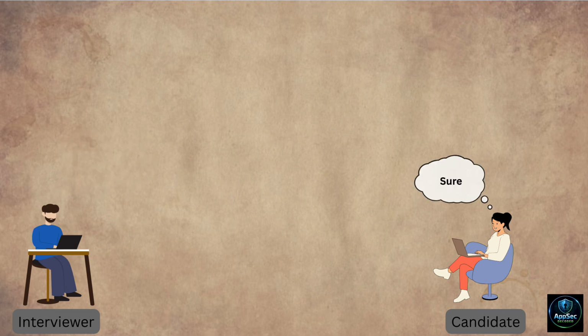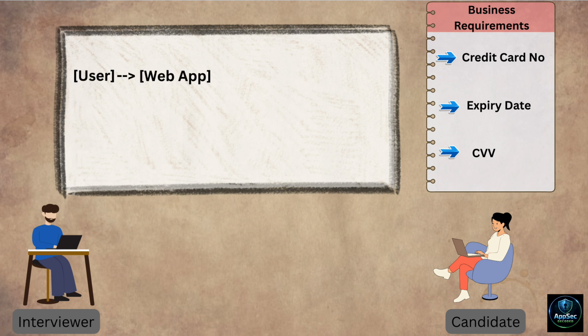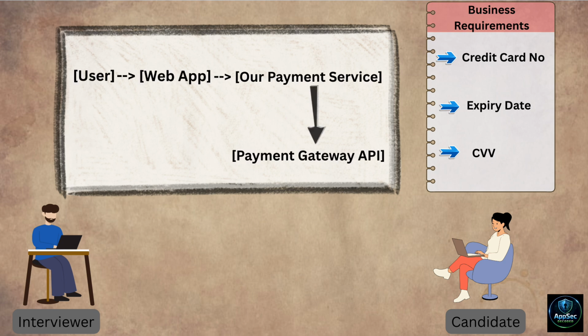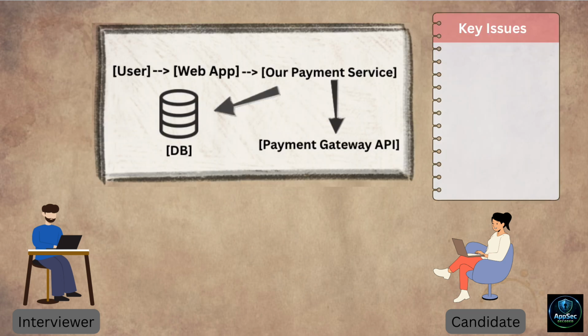Okay, I would like to clarify a few things. I'll assume our web app collects the credit card number, expiry date, and CVV. Our back-end payment service then processes this data before sending it to the payment gateway API, like Stripe, and we store the transaction status and the last 4 digits of the card in our database for customer history. Correct, please go ahead.